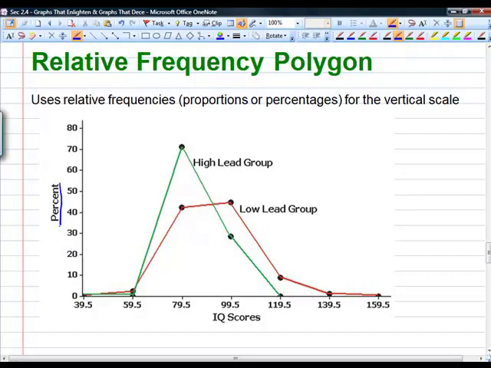So here's a graph that represents IQ scores using a percent, so it's a relative frequency for the group with high lead exposure and a group with low lead exposure. We expected to see lead. We've been told all of our lives lead affects the IQ of children if you're exposed to lead at an early age when you're developing. So look, this maxes out. The low lead group has a greater percentage of people with lower IQs in it. We're not surprised by that.